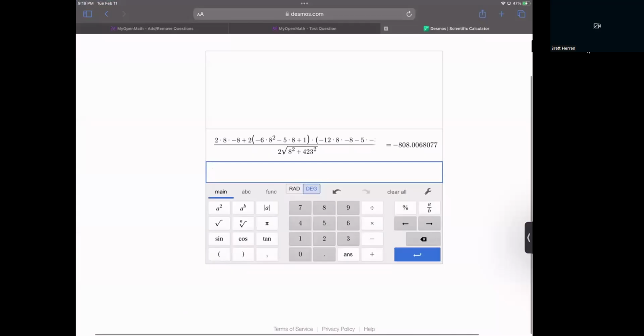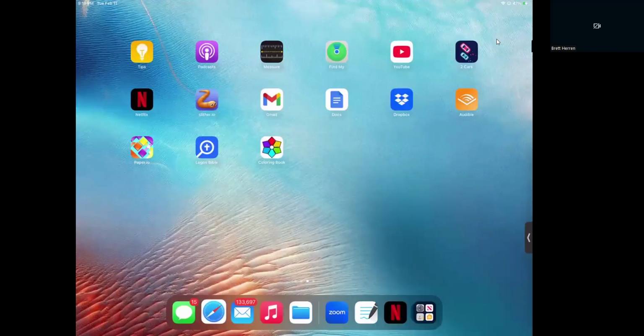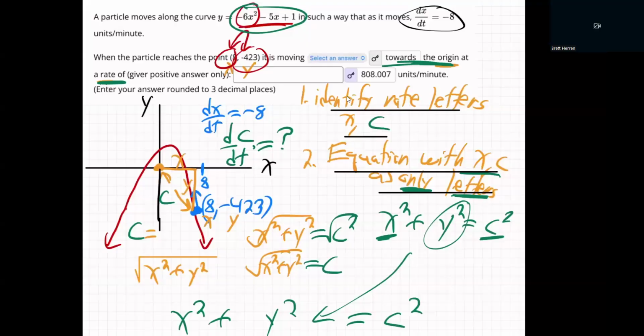808.007. Is that what we got? 808.006, yeah, 8 rounds to 7. So we got it. And there it is, just as easy as that. There we go.